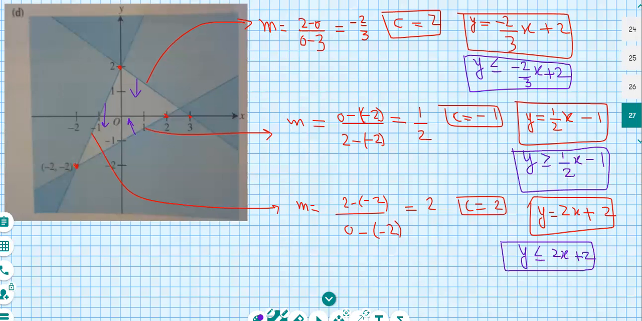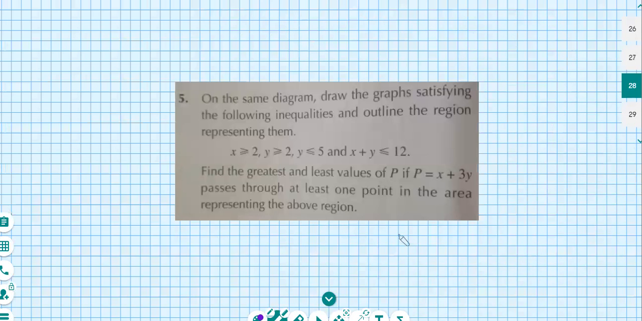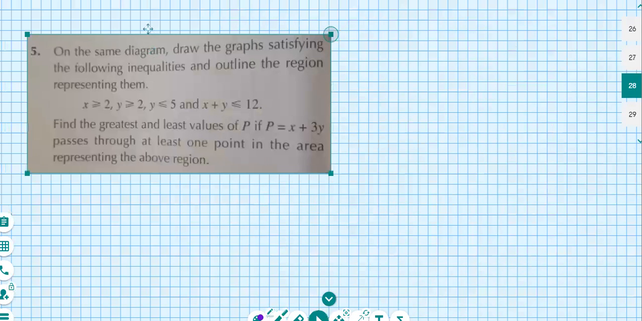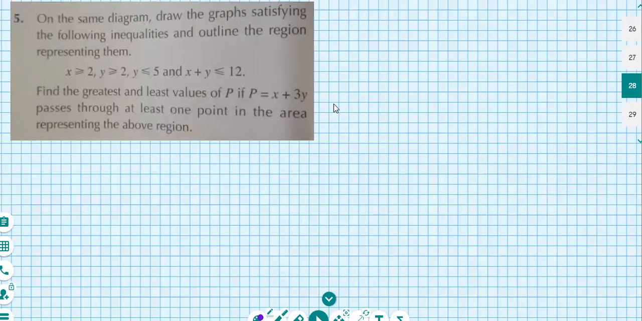All right, next question. Question number 5. On the same diagram, draw the graph satisfying the following inequalities and outline the regions representing them. X is greater than or equal to 2, y is greater than or equal to 2, and y is less than or equal to 5. So there are 4 inequalities. You can see in the question: find the greatest and least possible value of p if p is equal to x plus 3y, passes through at least one point in the area representing the above region. So first of all, we will draw these inequalities on the Cartesian plane.